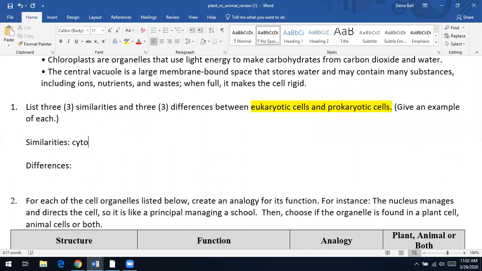Cytoplasm. Ribosomes. And cell membrane. There we go. Give me some differences. I just need three. Nucleus. Vacuole. So wall. Works for me.